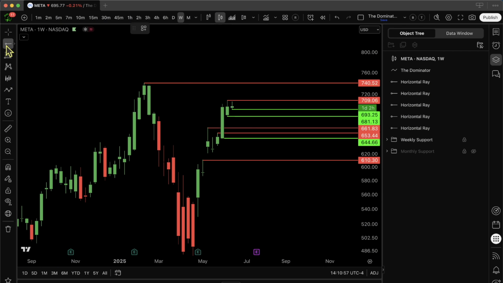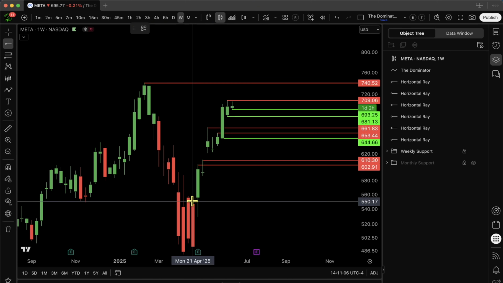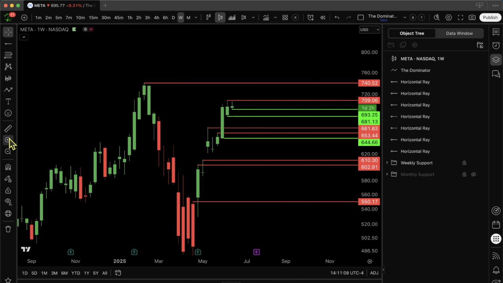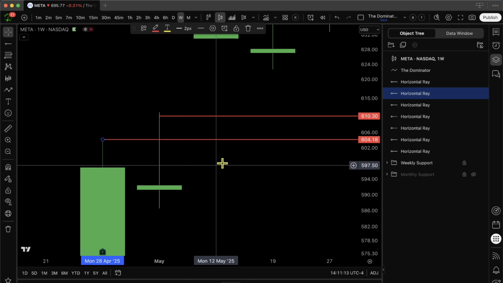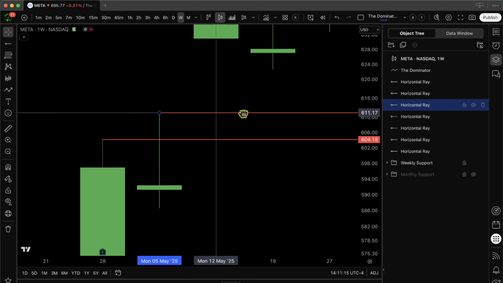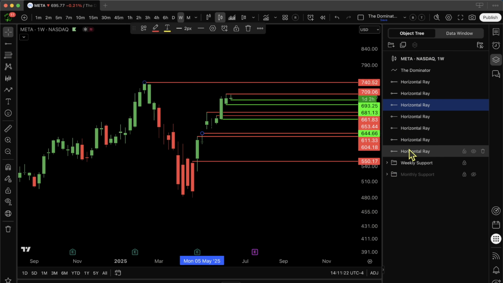Now, again, you have the option of turning these off or leaving them all on. It's all up to you. Here we go. Let me get a little bit detailed here because I like to have these right on the money. There we go. I'm just going to move that up. And now we can come back here. Now, again, we have our folders and we have our weekly support and monthly support. So guess what's next, guys?